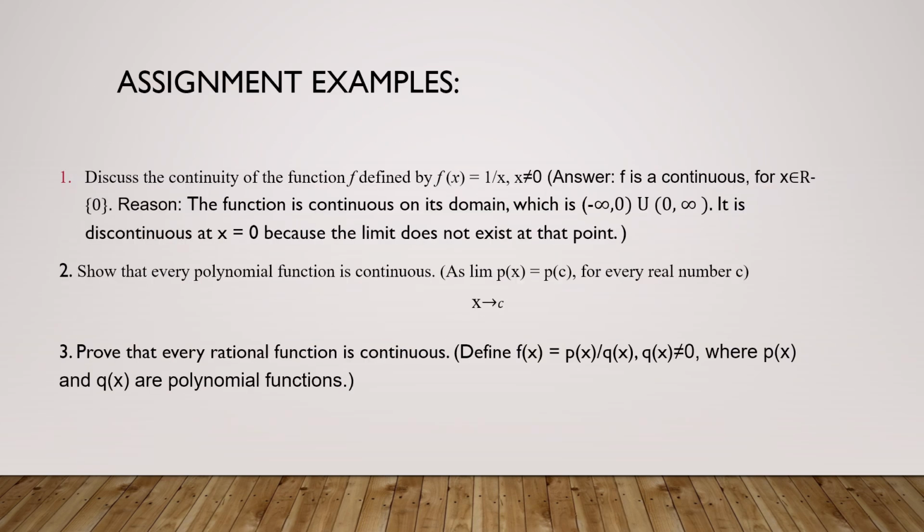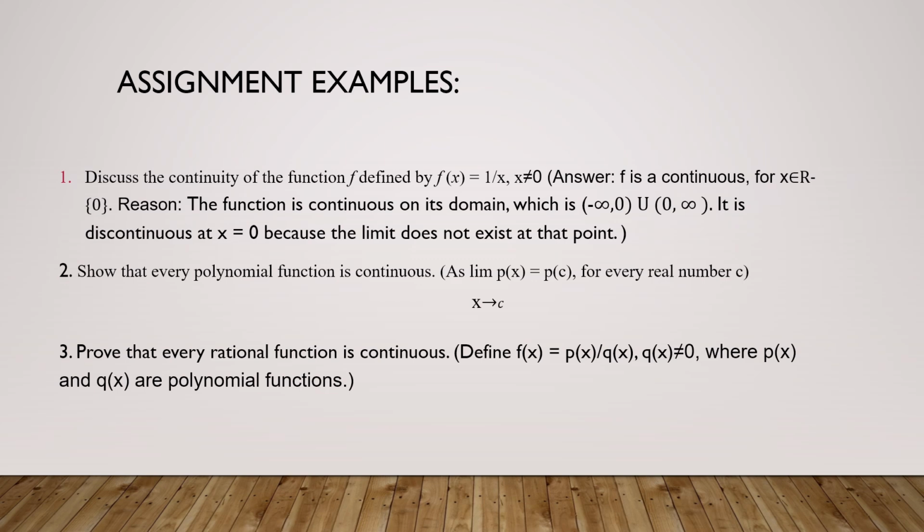Some assignment examples. Discuss the continuity of the function f defined by f(x) equal to 1 upon x, x not equal to 0. The answer is f is continuous for all x belongs to R minus 0. Why? Because the function is continuous in minus infinity to 0, union 0 to infinity. But at x equal to 0, it is discontinuous. Why? Because the limit itself does not exist at x equal to 0.